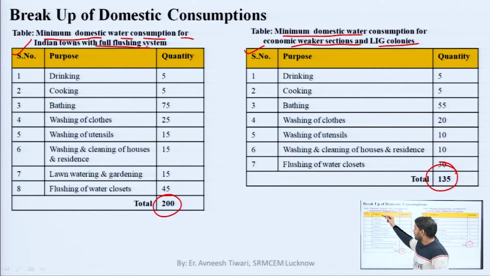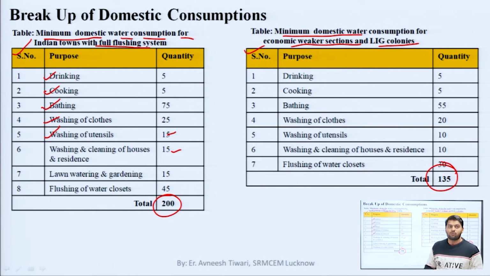So these all are the distribution. For drinking purpose we are consuming 5 LPCD, for cooking purpose 5, bathing 75, washing of clothes 25, washing of utensils 15, and washing and cleaning of houses again 15, gardening and flushing of water closets 45. So when we sum up we will get 200 LPCD.